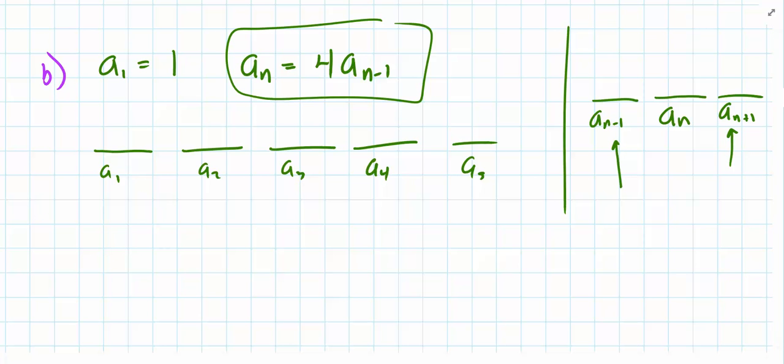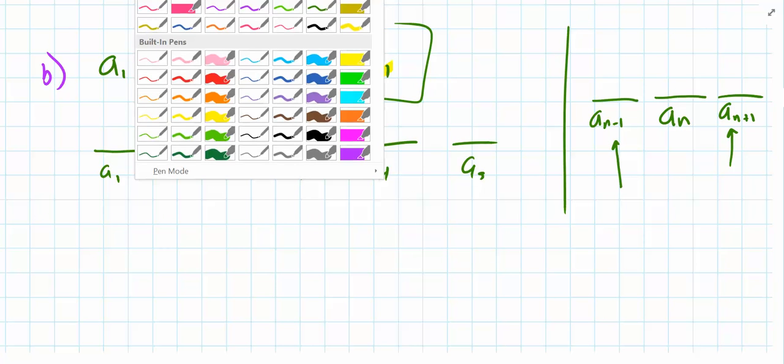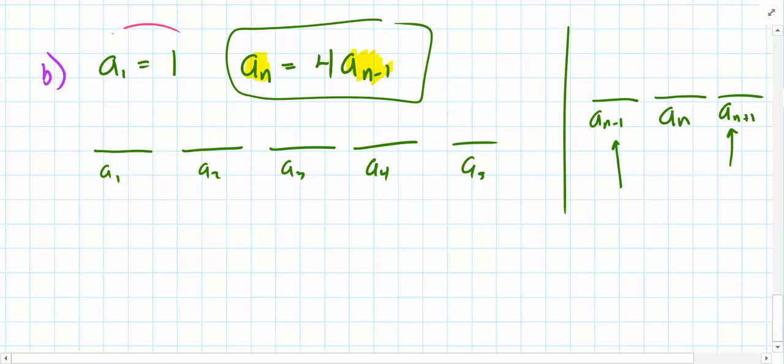Now, let's go back and read this, okay? It says that the current term is equal to 4 times the value of the previous term. See that? That's the skill I want you to have. You need to be able to look inside that box and understand the meaning behind it, okay? So we now know the first term was given to us as 1. The second term is going to be 4 times the previous term, so that has to be a 4.